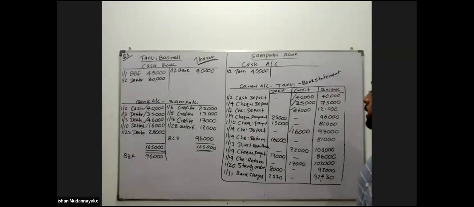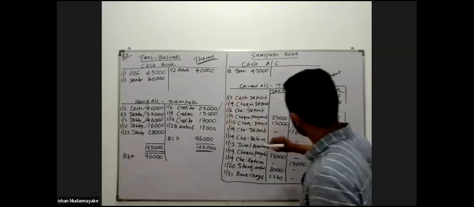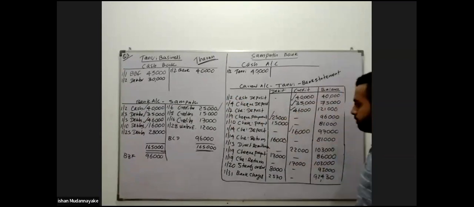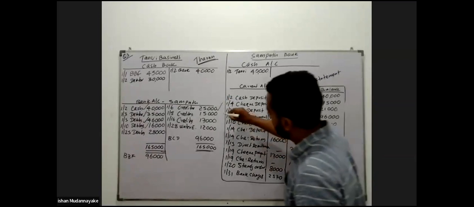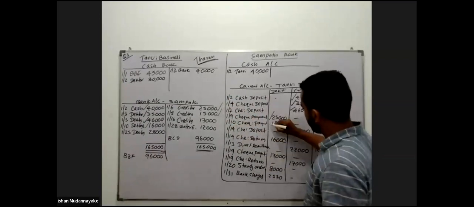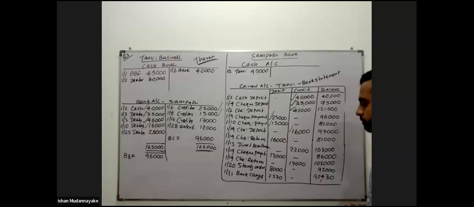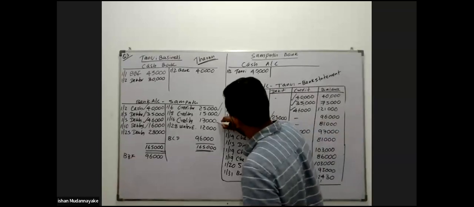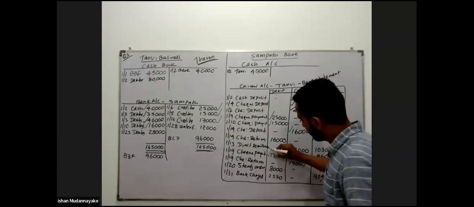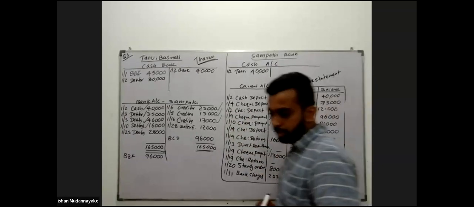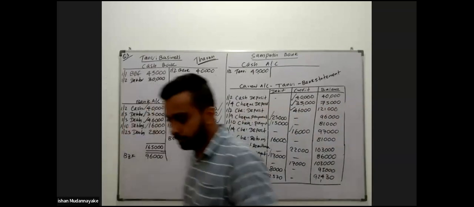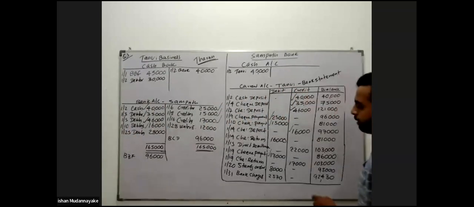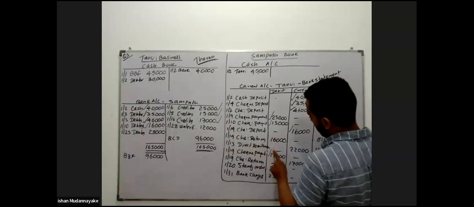Then students, please cross check the credit side of the bank account with the debit side of the bank statement. Here, 25,000. Bank account credit 15,000, bank statement debit 15,000. Then bank account credit 17,000, bank statement debit 17,000.